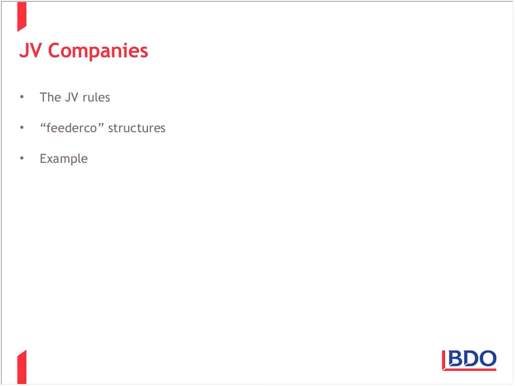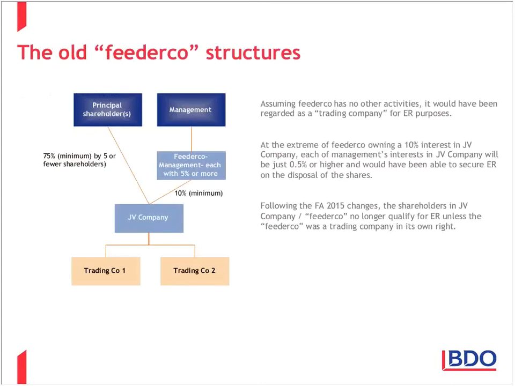And these are often referred to as mancos or feedercos. Now, providing the joint venture rules were satisfied and assuming that the feederco had no other activities, it would have been regarded as a trading company for ER purposes on the basis that the investing company would have been treated as carrying on a proportion of the activities of that joint venture company. So if we look at an example here, this was kind of like the typical feederco or manco structure.